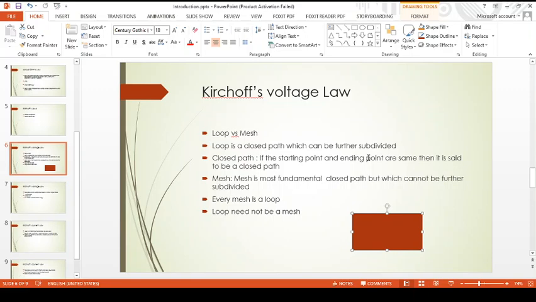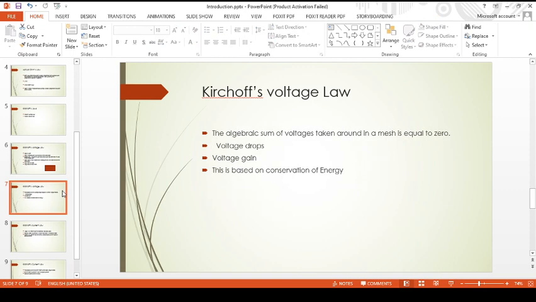Now we'll come to the basic definition of Kirchhoff's voltage law. I have made it very, very simple, right? The algebraic sum of voltages taken around a mesh is equal to 0. That's all. Just a one-line definition, right? The algebraic sum. Why algebraic? Because I am going to take into account signs, right?